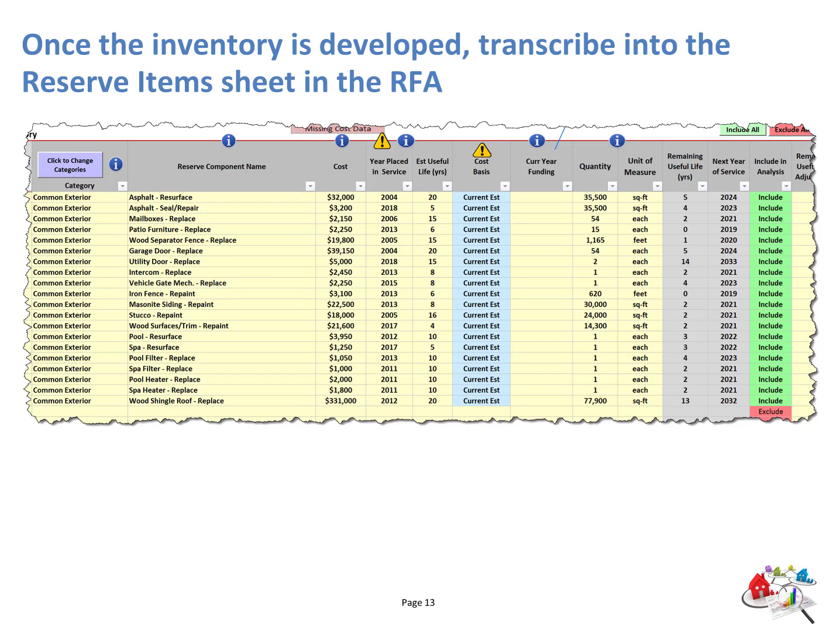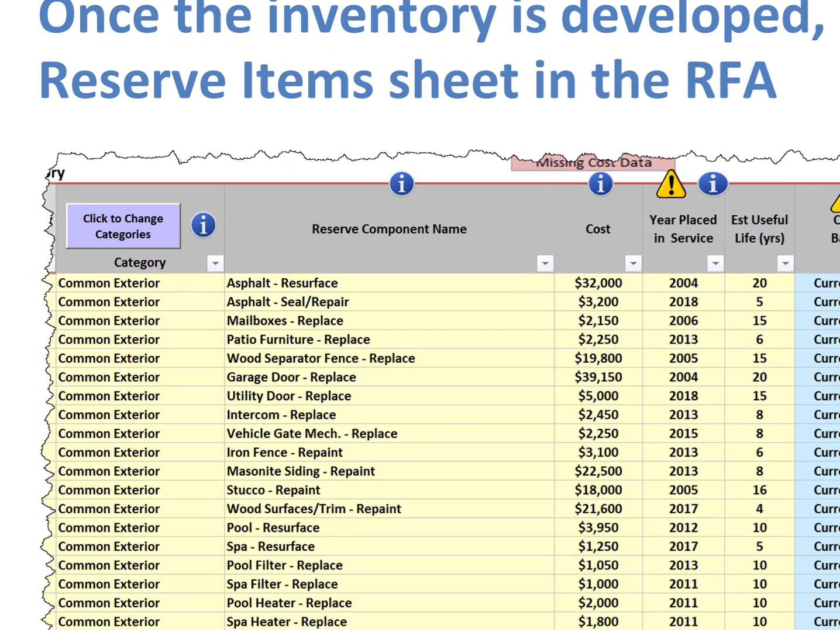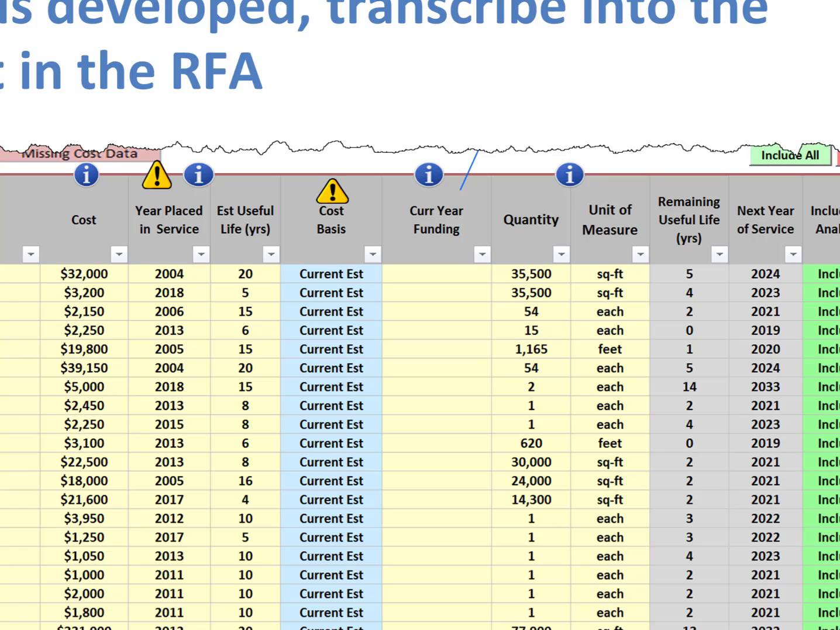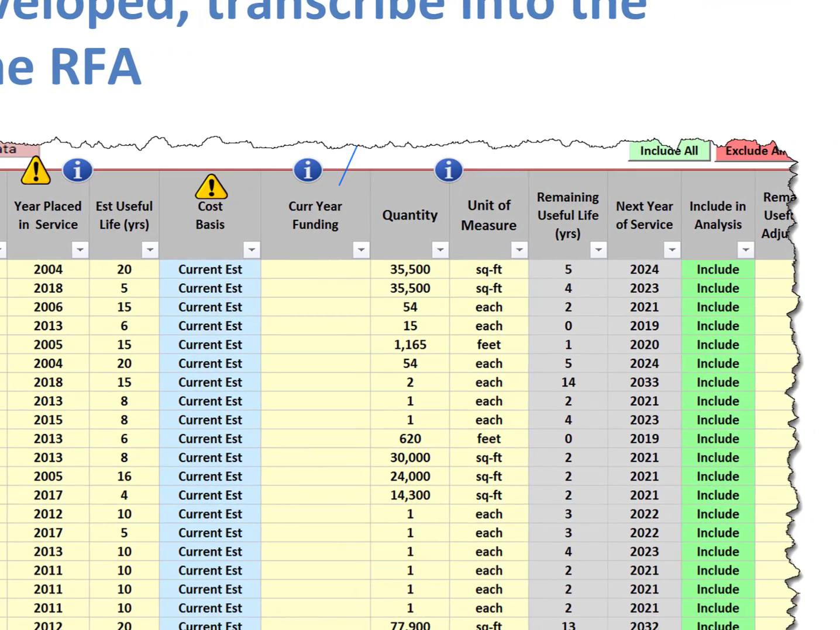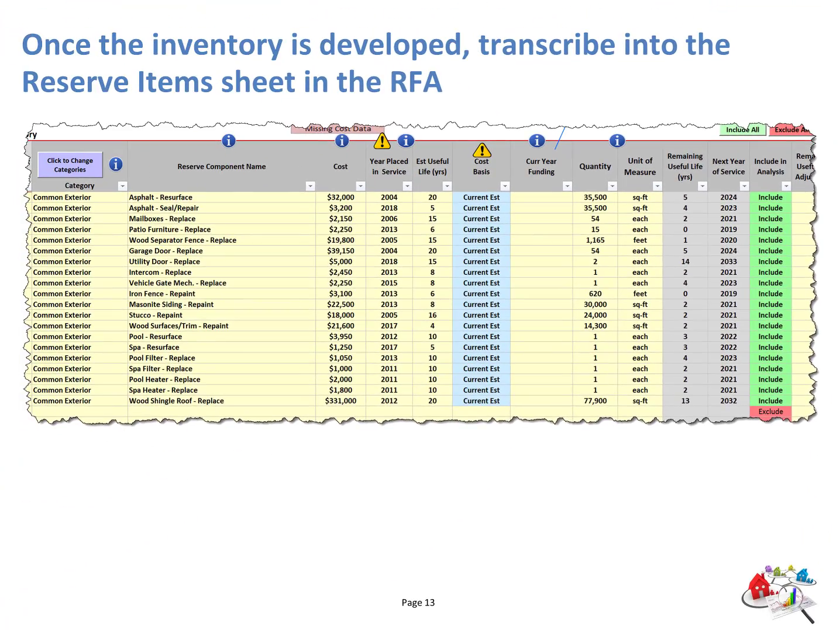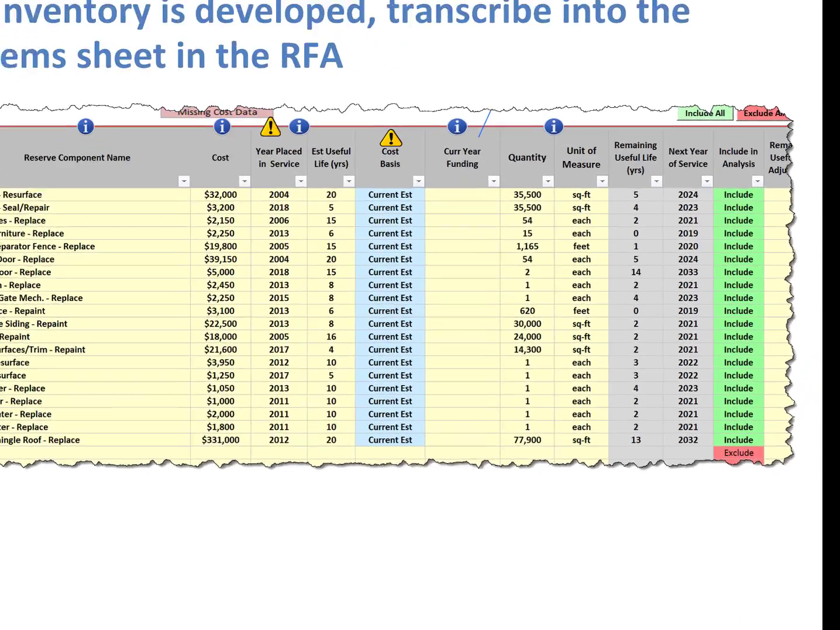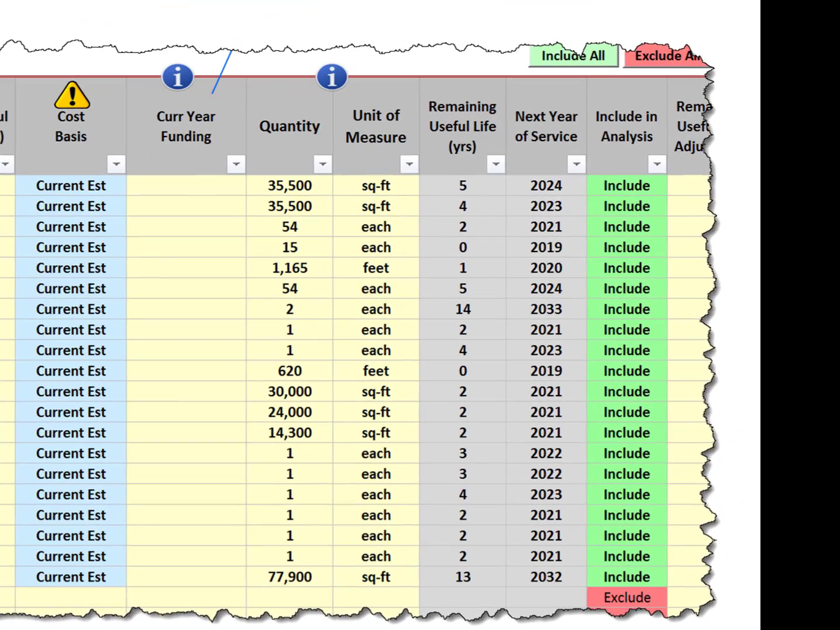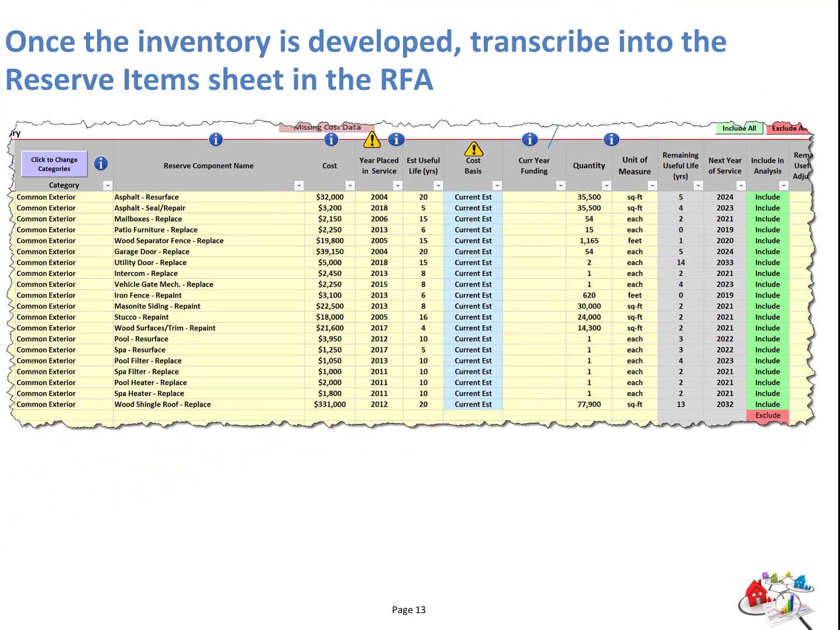Now this is a pictorial of the sheet in the RFA, and you would transcribe the data from your inventory list into the RFA. As you can see here, I've included things like the category, the component name, the cost, what year it was placed into service, and the estimated useful life. The fields that you see here in gray are calculated fields, so that would include the remaining useful life and the next year of service.